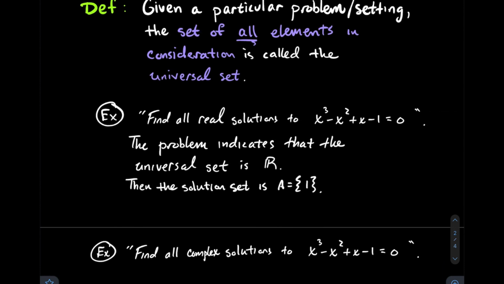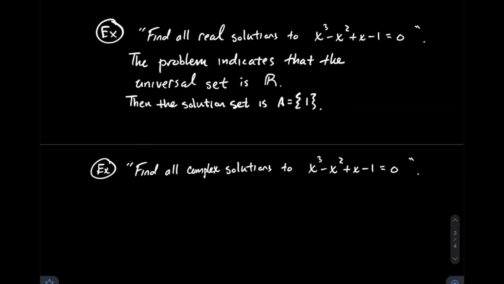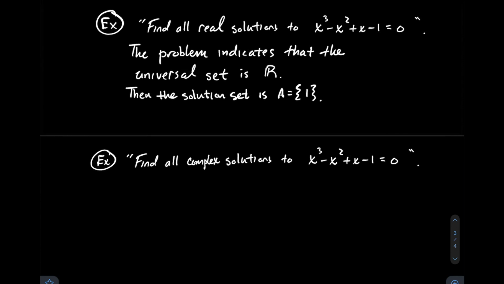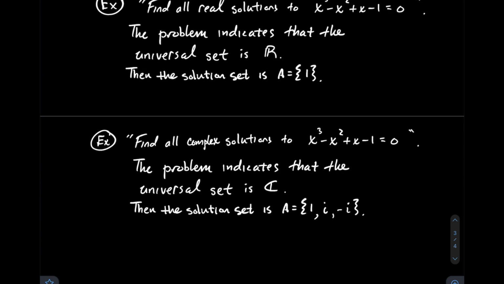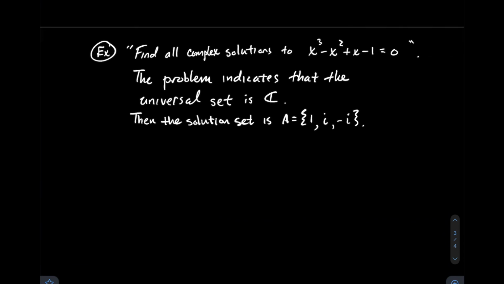Now, if we change that problem slightly, and notice all I've done is change the word real to complex, what changes now? Well, now the universal set is the complex numbers, which we denote by this boldface C. And now when I think about solving that cubic equation up there, we're going to get 3 answers: 1, i, and minus i. So now the solution set is not the same as the previous example, and again, I have different context. So the universal set is determining context throughout these problems. That illustrates that concept.